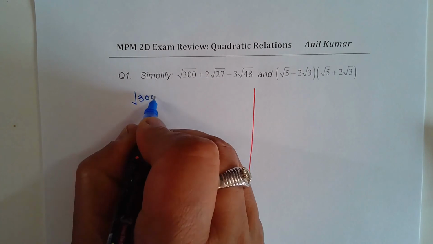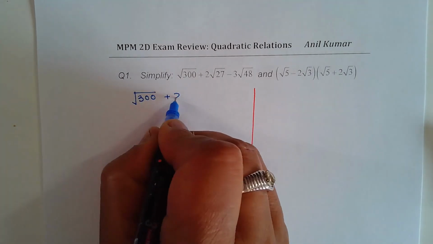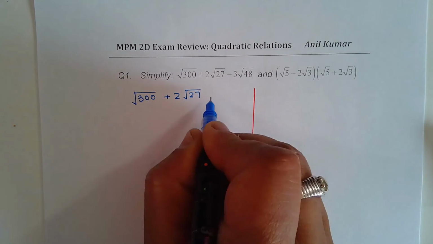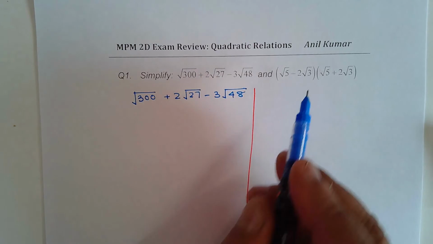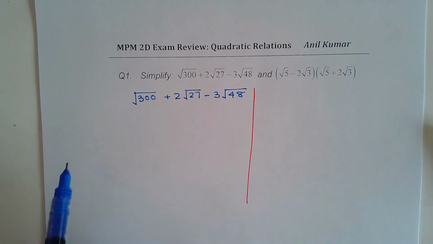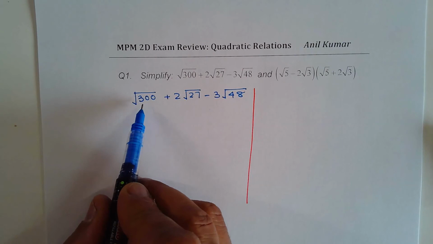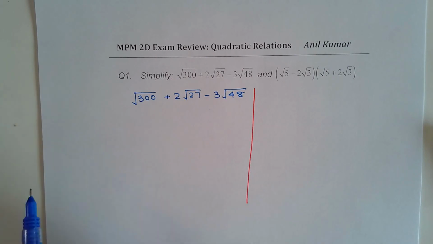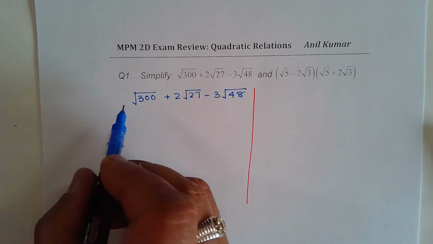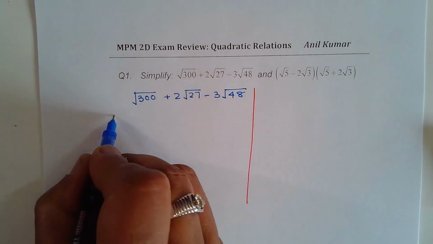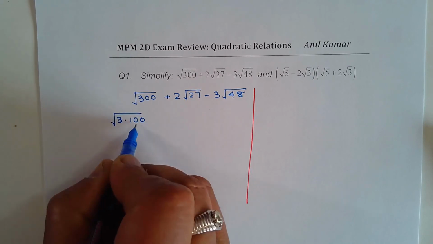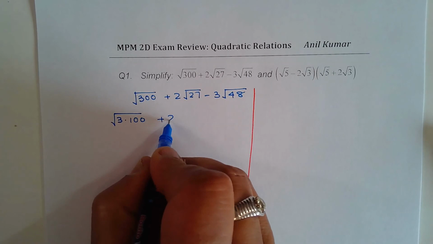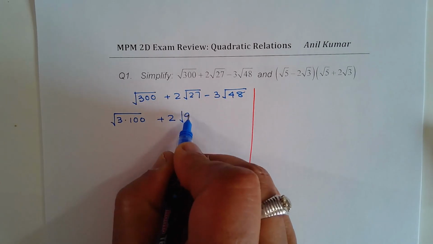Square root of 300 plus 2 times square root of 27 minus 3 times square root of 48. Let's do this first and then we'll take up the next one. So the idea here is to write the number within the square root as a product of 2 numbers where one of them is a square number. So 300 could be written as 3 times 100, correct? 100 is 10 times 10. We could write 27 as 9 times 3.